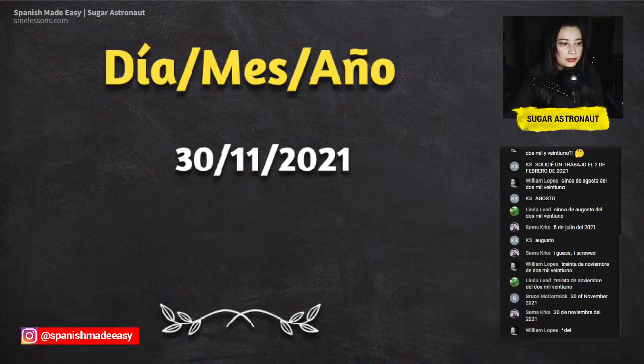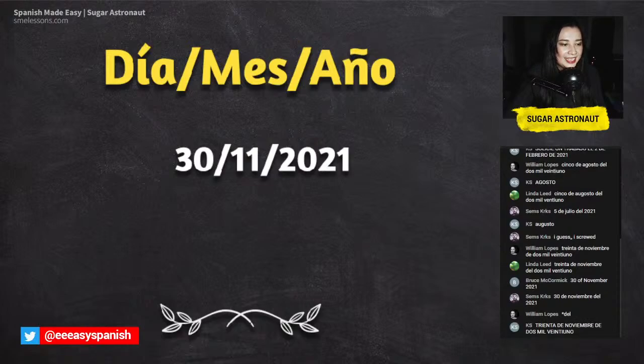2021. Bruce, hello Bruce McCormick. 30 of November 2021. Okay, great. Sam's Kirks, 30 de noviembre del 2021. Perfect. William, yeah, that's correct, William. KS es 30 de noviembre del 2021. Almost perfect, KS. Good job. Good job, guys.